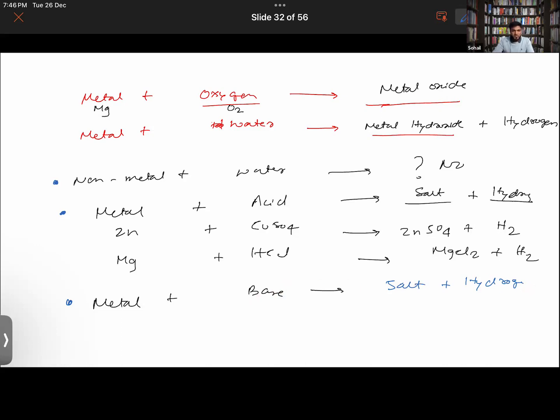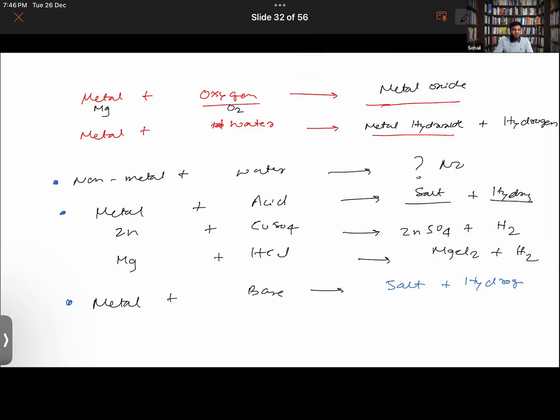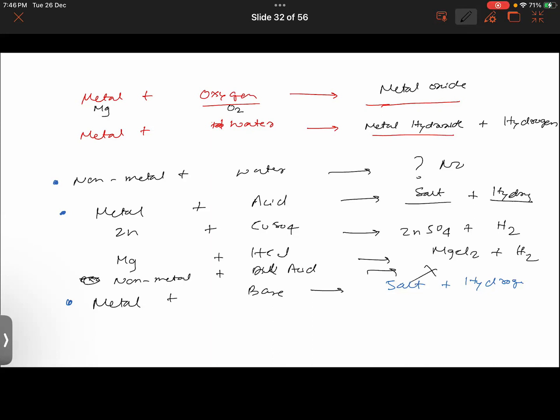Okay. And talking about the non-metals, क्या non-metals dilute acids के साथ react करते हैं? Do the non-metals react with the dilute acids? No, sir. So non-metals will not be reacting with the dilute acids. Do remember that. Non-metal plus dilute acids. No reaction takes place here.